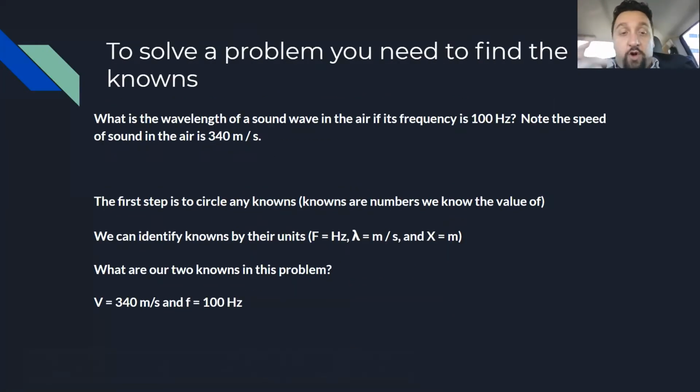The first question we're going to go over is, what is the wavelength of a sound wave in the air if its frequency is 100 hertz? Note the speed of sound in the air is 340 meters per second.